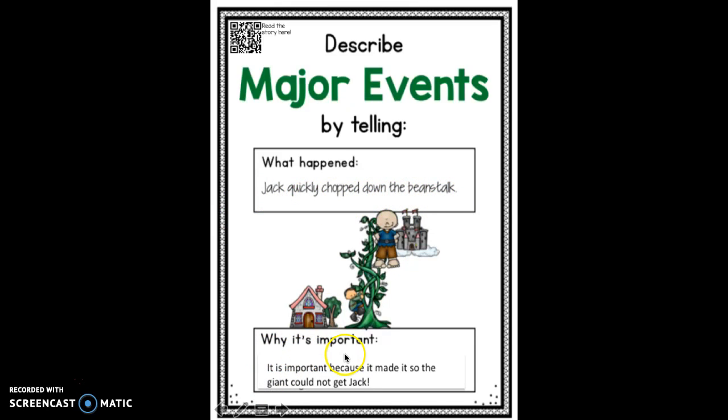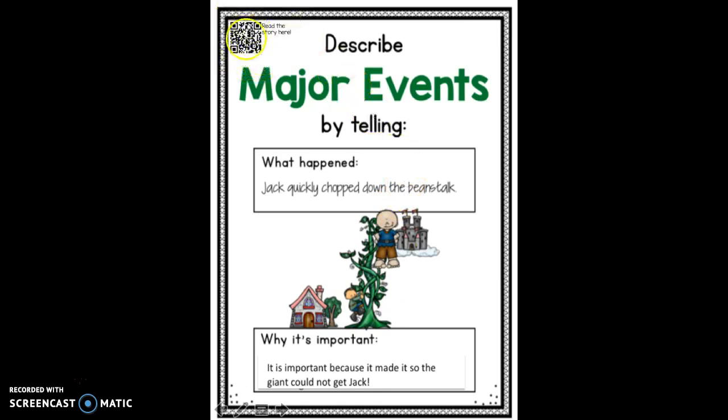Why it's important? It is important because it made it so the giant could not get Jack. So this is an important major event that happened in the story. It's something that you'd want to put in your retelling if you were retelling the story.